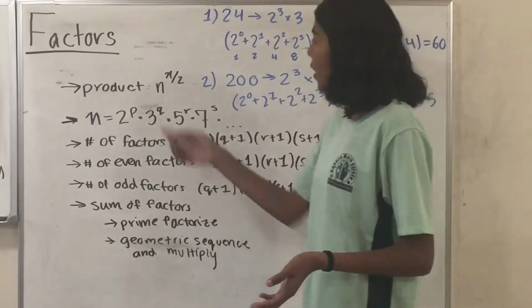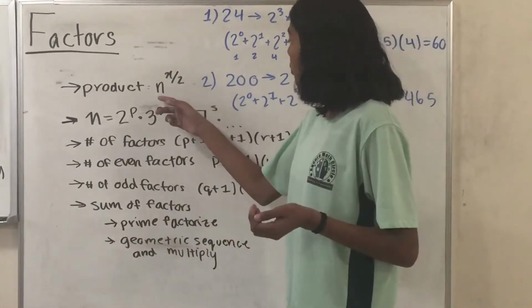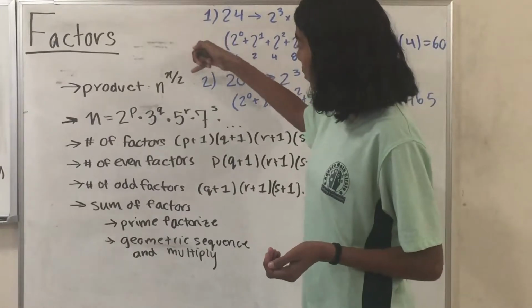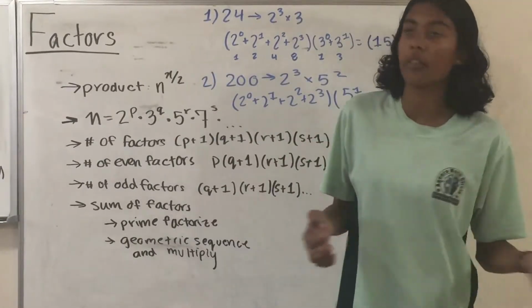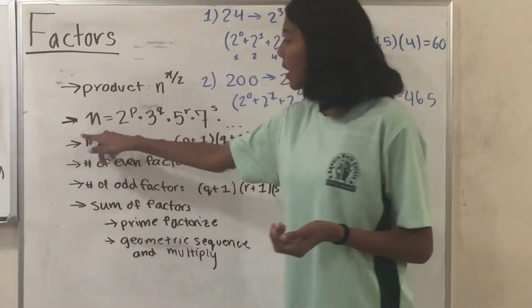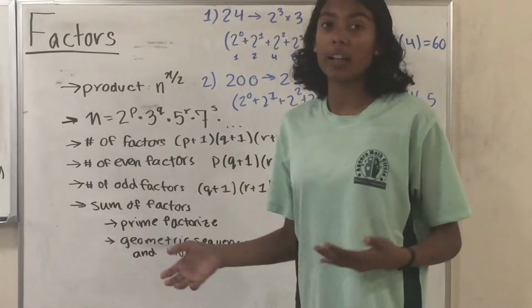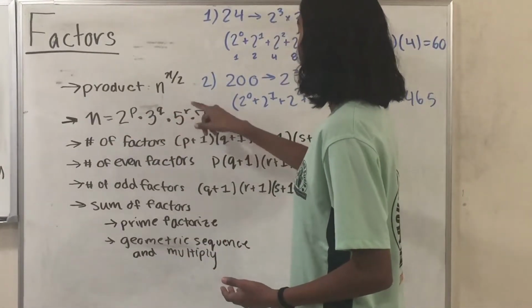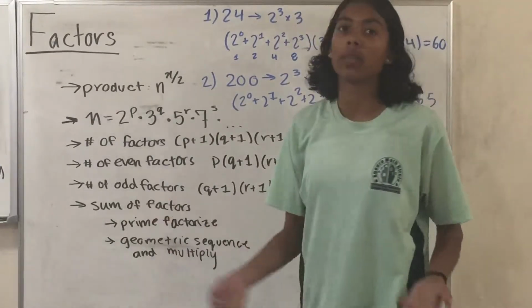So if we wanted to find the product of all the factors of the number n, we do n to the exponent of x over 2. And x in this case is the total number of factors that they have. So let's take a generic number, n, and let's say its prime factorization is 2 to the p times 3 to the q times 5 to the r times 7 to the s times and so on with more.